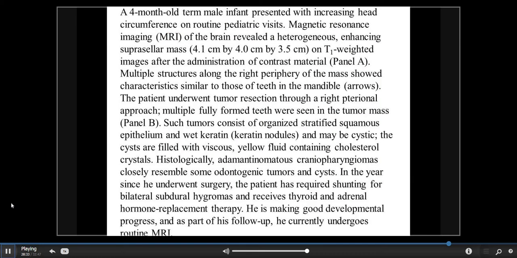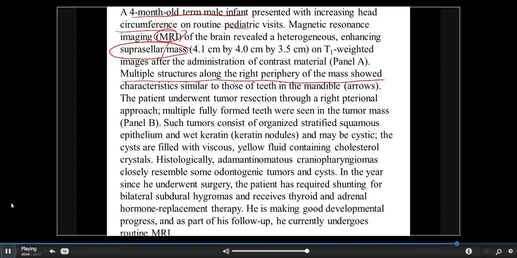So, as you can see in this case here, you have a 4-month-old male infant presented with increasing head circumference on routine pediatric visits. When they did the MRI, they found a suprasellar mass. Suprasellar, obviously that mass was located above the sella turcica. That's that little area within the sphenoid bone where you have the pituitary gland sitting.